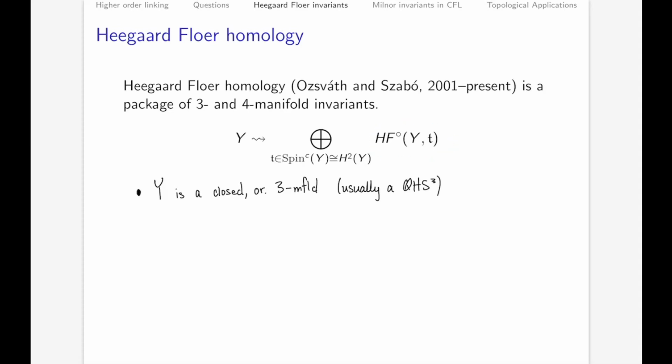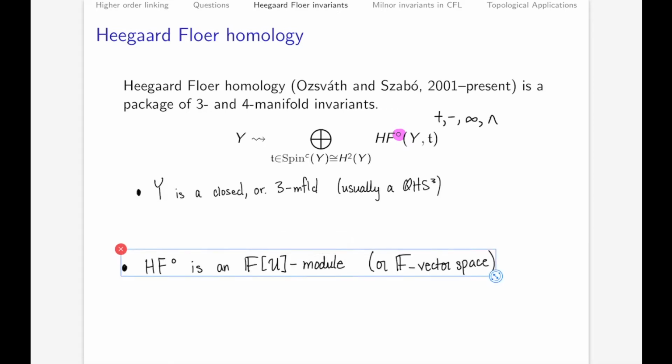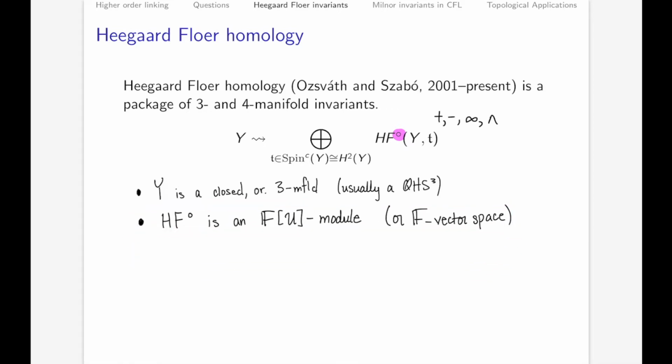Now this module comes in different flavors, so I have a dot here, but this dot could be plus, it could be minus, it could be infinity. And in this case, you get an F adjoin U module, or it could be the hat flavor of Heegaard Floer homology, in which case you get an F vector space. This module splits as a direct sum over spin C structures, which I like to think of as being elements of second cohomology. And then each one of these summands itself splits as well.